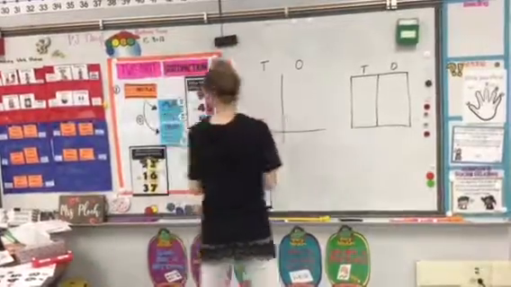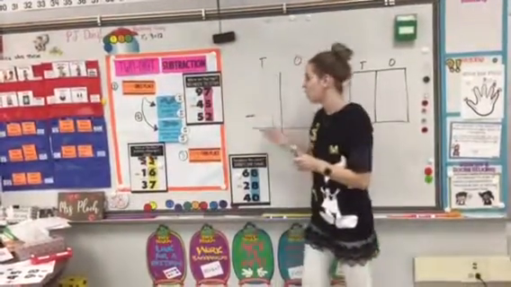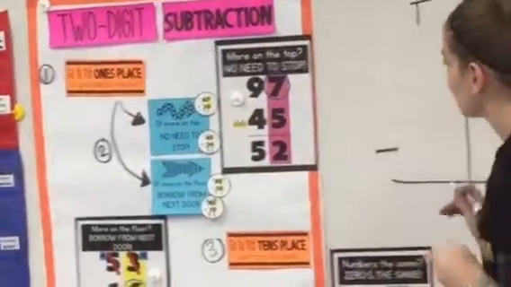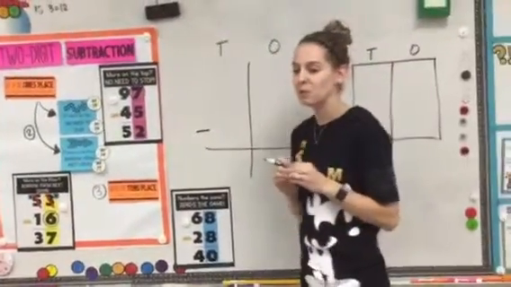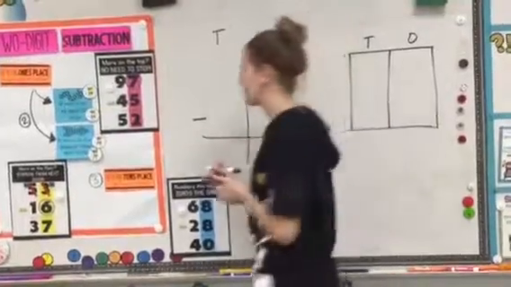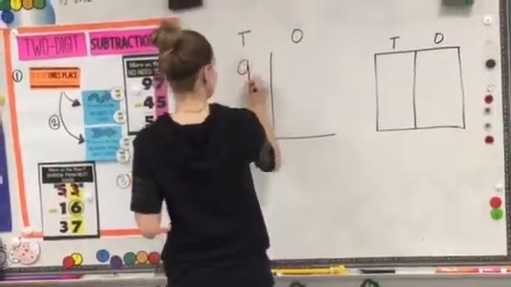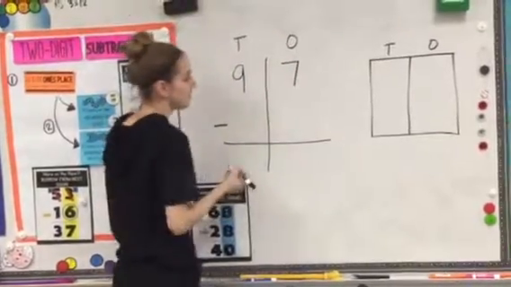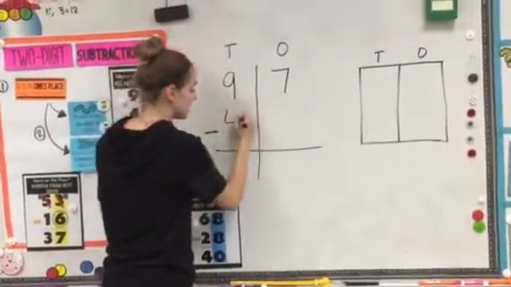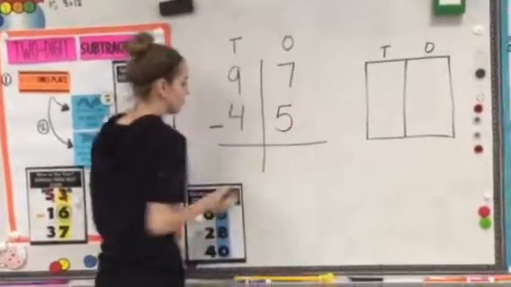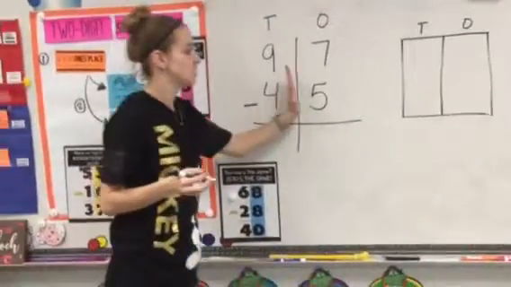And so another problem, it's the same process again. Always go to the ones place. Do you need to regroup? So let's do one where you don't need to regroup. We'll start with easy and get to the more challenging ones. So let's have 97, a 9 in the tens place and a 7 in the ones place. 97 minus 45.